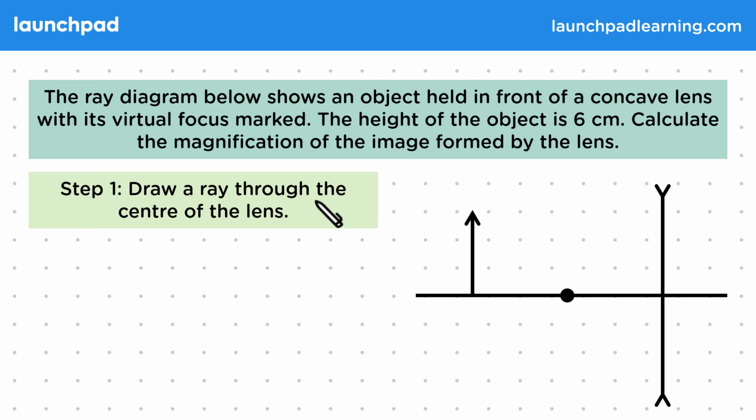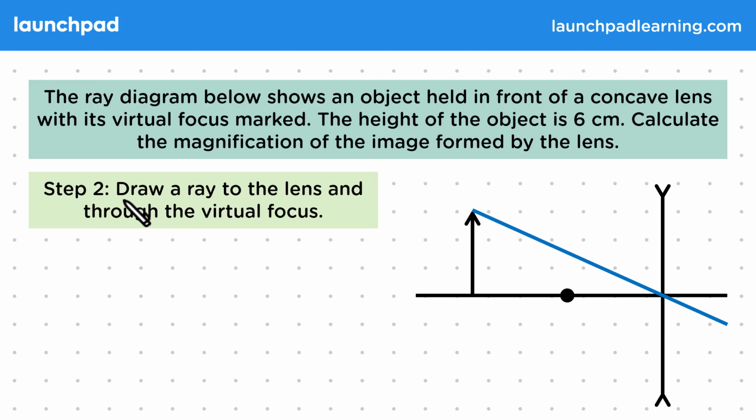Draw a ray through the center of the lens. Now in this example, we're working with a concave lens. We can tell from this symbol, which represents the lens curving inwards. Like with a convex lens, any ray from the top of the object to the center of the lens will pass straight through it like so.